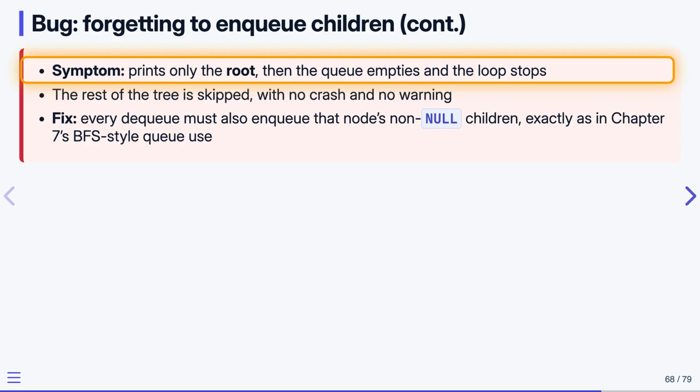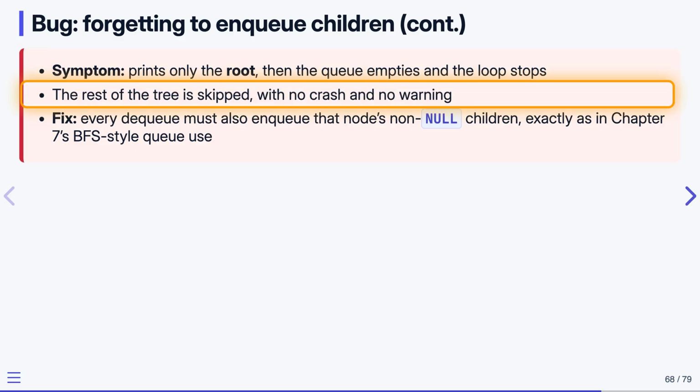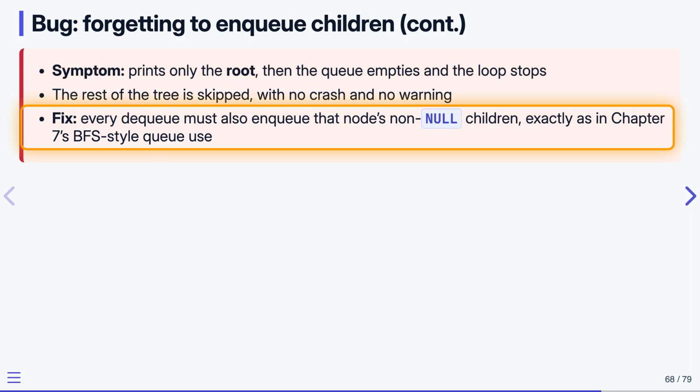The symptom is clear once you see it. The program prints only the root. Then the queue is empty, count goes to 0, and the loop stops. The rest of the tree is skipped. There is no crash and no warning. This one is quiet, so a quick test can miss it. The fix is simple. Every dequeue must also enqueue that node's non-null children, exactly as in Chapter 7's queue use.